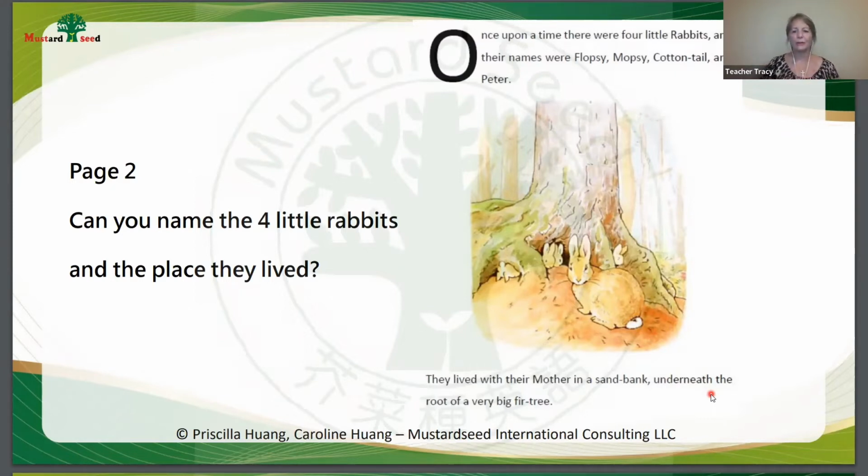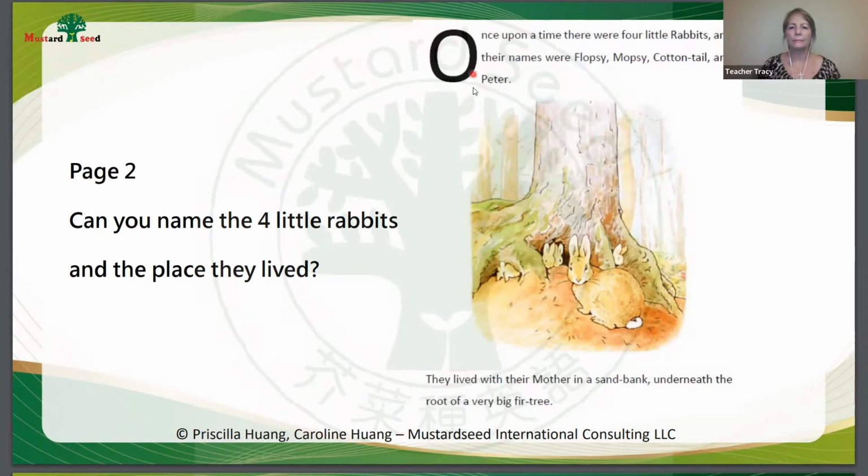And they live in a big fir tree. That looks like a pretty big fir tree there. They look pretty comfortable. So, okay, I want to know, Paul, what are the names of the 4 little rabbits? It was Floppy, Moppy, Tail, and Peter. Good job. Flopsy, Mopsy, Cottontail, and Peter. Well done.